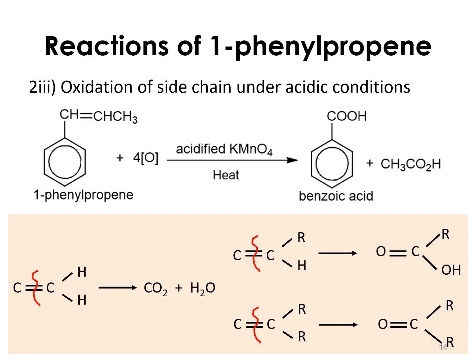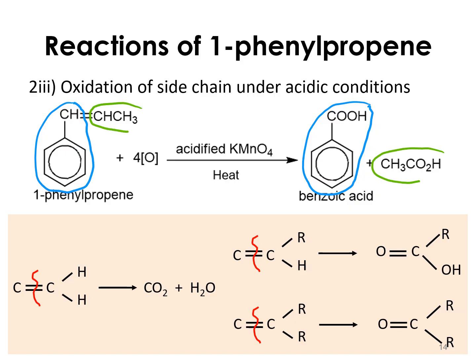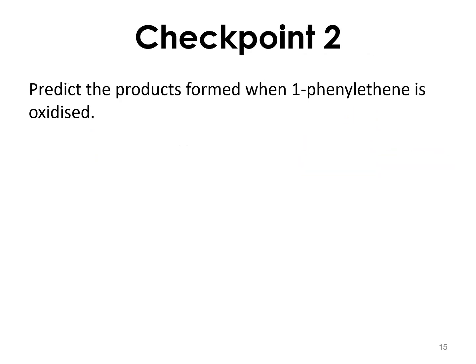So for 1-phenylpropene, the left-hand side fragment will give benzoic acid, while the right-hand side fragment will give ethanoic acid. Remember to balance the equation using square bracket O to account for all the oxygen atoms that were used in the reaction. Please pause the video now and take 5 minutes to try checkpoint 2.